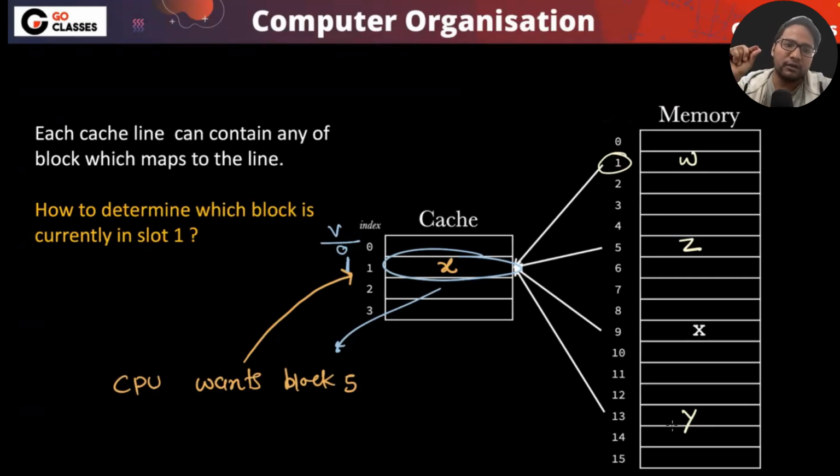Getting my point? The CPU wants block 5. It will go to cache line 1. It will say, okay, this is filled, let me just fetch it. Isn't it? So how will the CPU get to know whether this contains block 5 or block 9 or block 13 or block 1? Shouldn't we also know which particular block this contains at this point in time? Because this particular line can contain either 1 or 5 or 9 or 13.